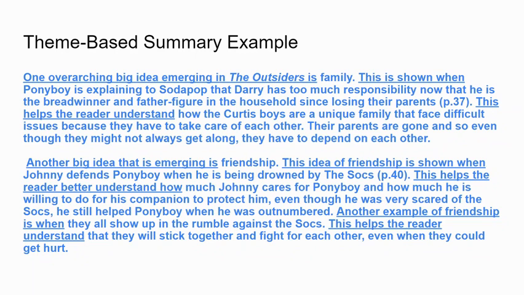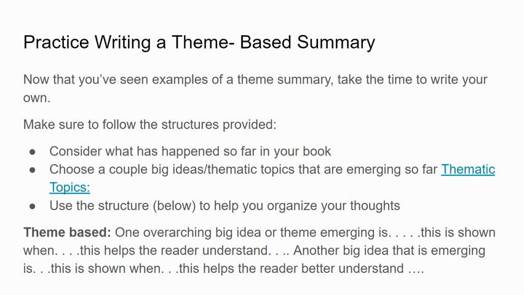Another example of friendship is when they all show up in the rumble against the Socs. This helps the reader understand that they will stick together and fight for each other even when they could get hurt. So I've now given you two examples of how to follow the format to write a theme-based summary.